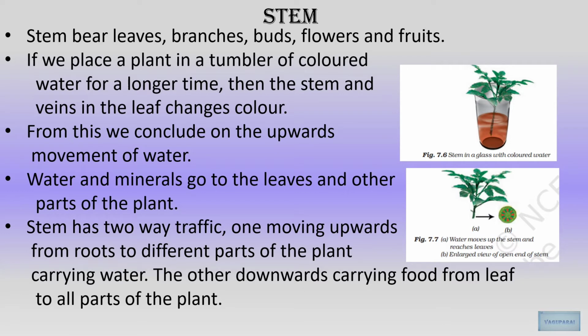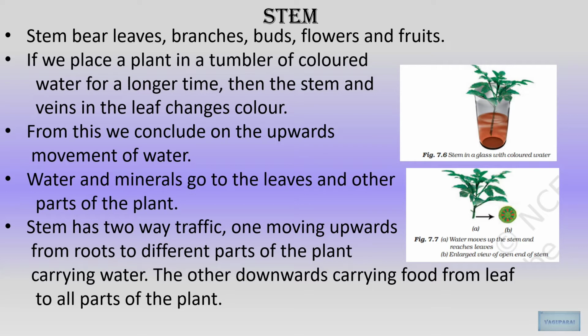We all know stems bear leaves, branches, buds, flowers, and fruits. Now, for example, take a tumbler of colored water and place a small plant in it for a long time. After some time, you will find the stem and the veins of the leaf change their color. That shows that there is an upward movement of water. Water and minerals go to the different parts of the plant, especially to the leaves.